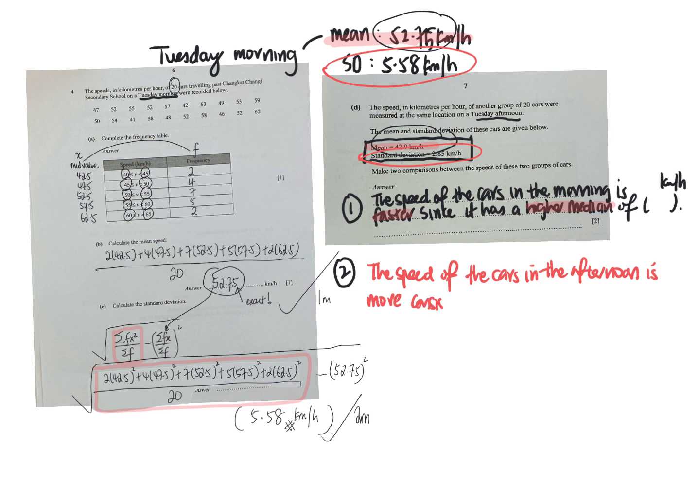So some of you never make sense of what you're writing. You say the cars are more consistent. What do you mean? How can the cars be more consistent? It's the speed of the car. So the speed of the car is more consistent in the afternoon since it has a lower standard deviation of... how much? So I need to see more consistent. I need to see lower SD. If I don't see the pair, you don't get the second mark. So this one must be a pair. Make sure you have.